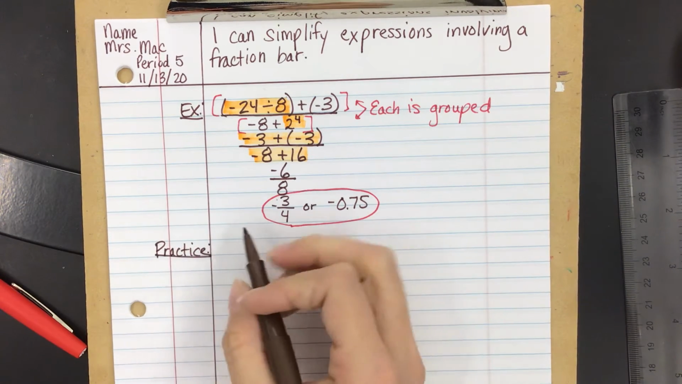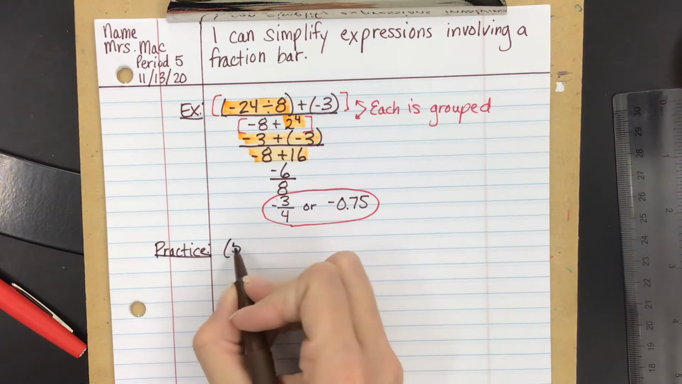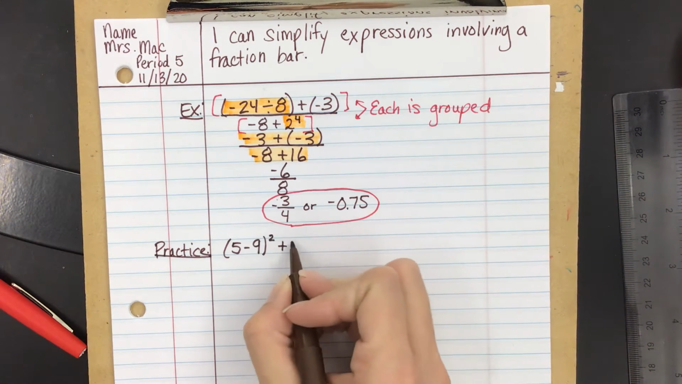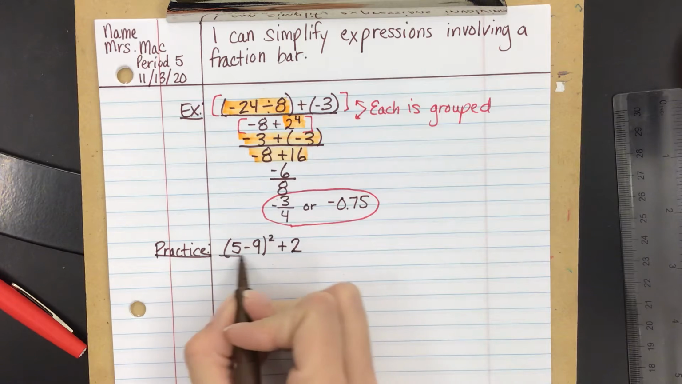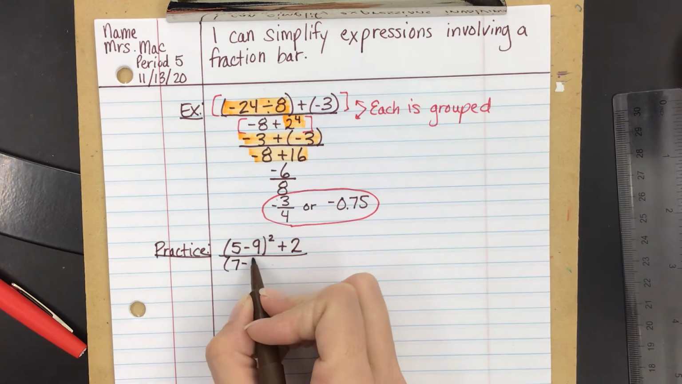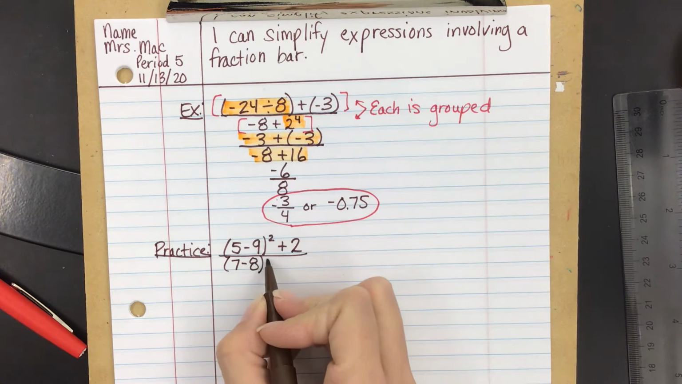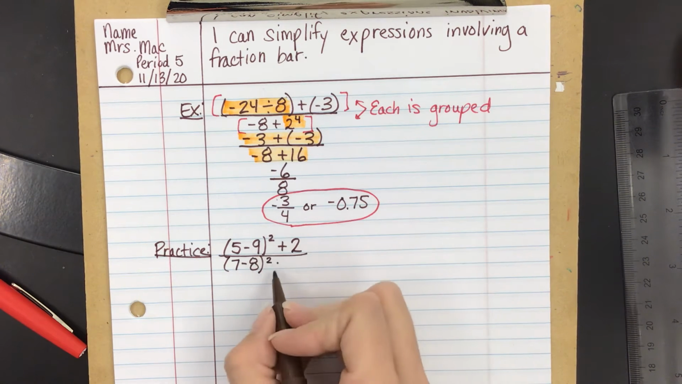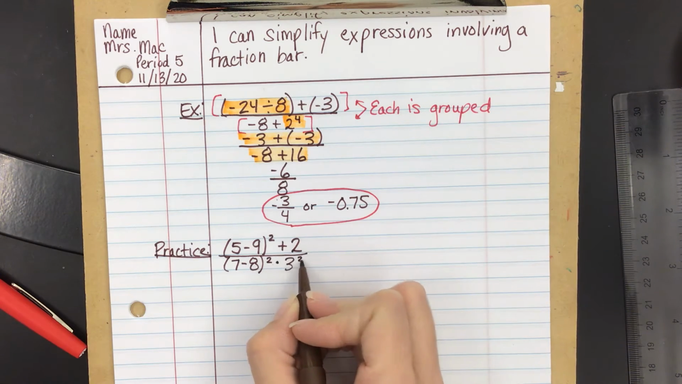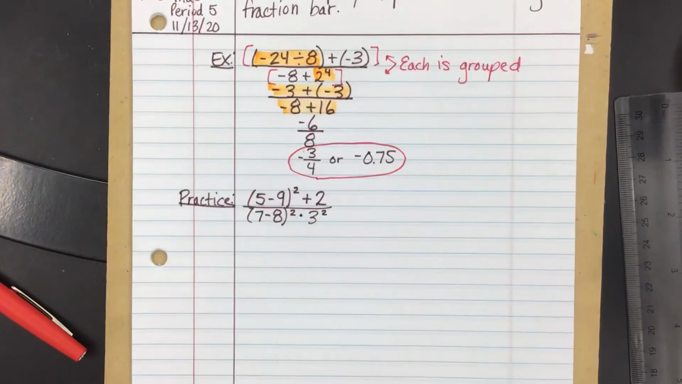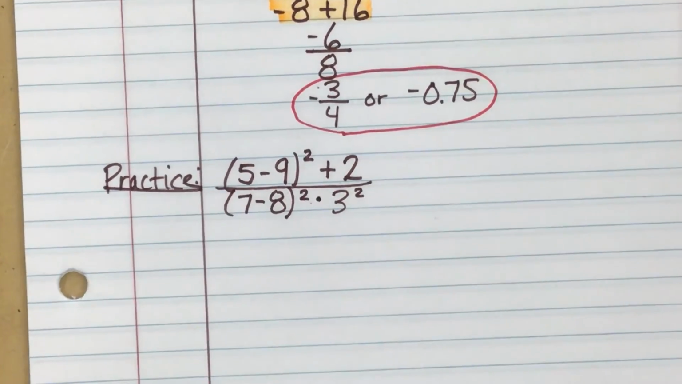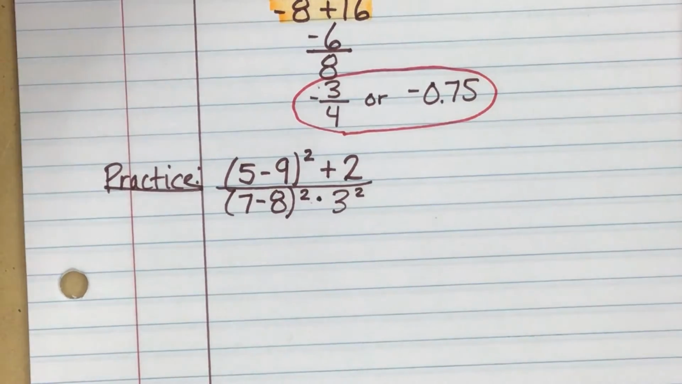Okay, I'm going to give you guys one to practice. This is multiplication right here, that little dot. I'll make it bigger so you can see it. Okay, so go ahead and try that one, see what you get.